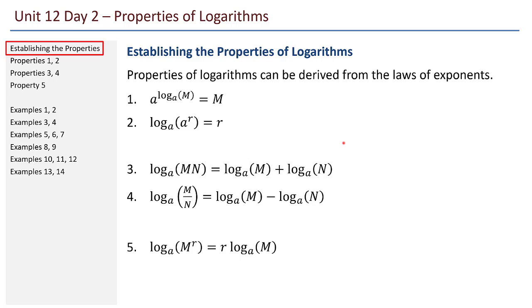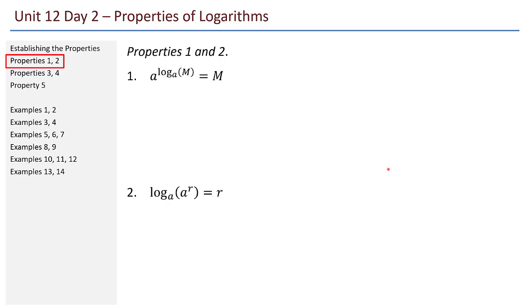So I'll first go through the different properties briefly and talk about why they are true. I'll give little justifications for them. But then we'll spend a lot of time looking at examples and working with these properties. So let's begin. We'll look at properties 1 and 2.